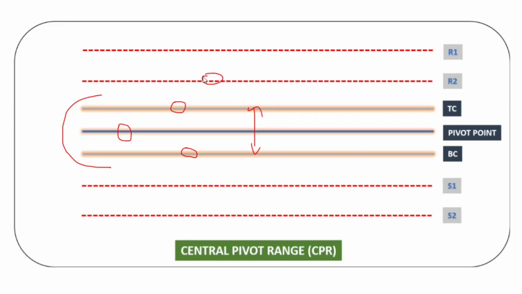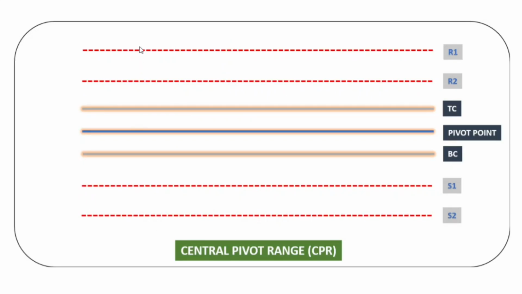And this is called R1, resistance 1. This is called R2, resistance 2. And here you can see this is called S1, support 1, and this is called S2, support 2. Whatever is below the CPR is called support, and whatever is above the CPR is called resistance.